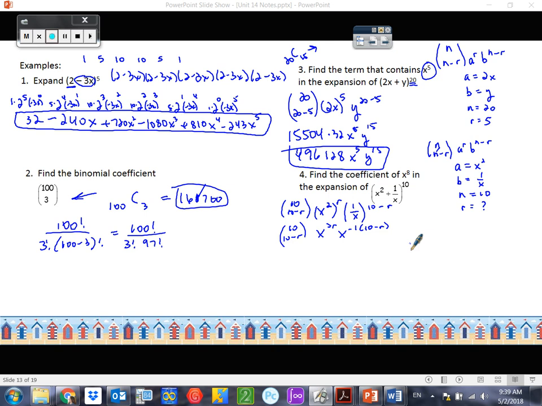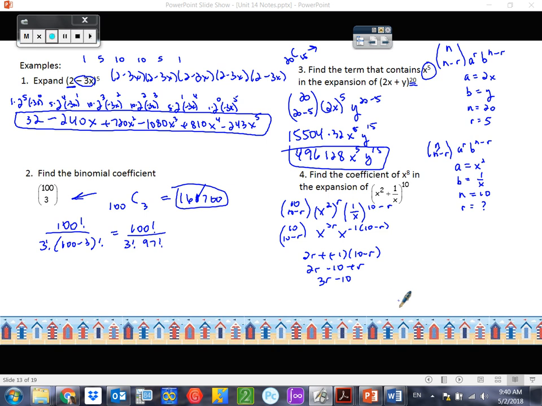Okay, that's the first thing we were talking about. How can we make the bases the same? Well, we bring this one up to the negative r. Okay, and then what do we do? When we multiply common bases, we add the exponents. So I'm going to add these two together, 2r plus a negative 1 times 10 minus r. So let's see what we get here. So I get 2r minus 10 plus r, or 3r minus 10.